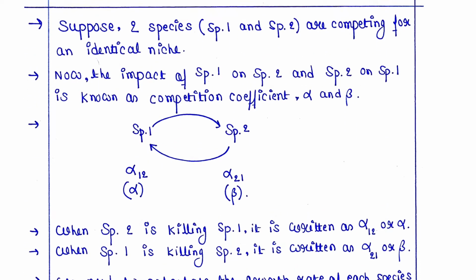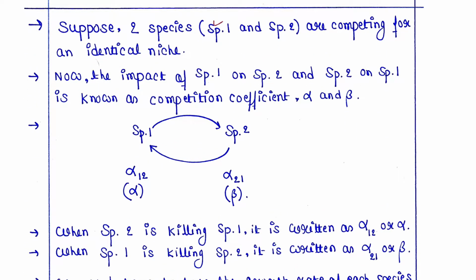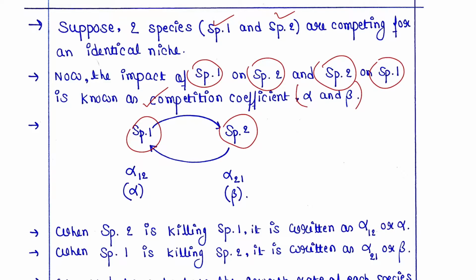Suppose there are two species, species 1 and species 2, competing for an identical niche. Now, the impact of species 1 on species 2 and the impact of species 2 on species 1 is known as the competition coefficient, alpha and beta. So, this is species 1 and this is species 2.